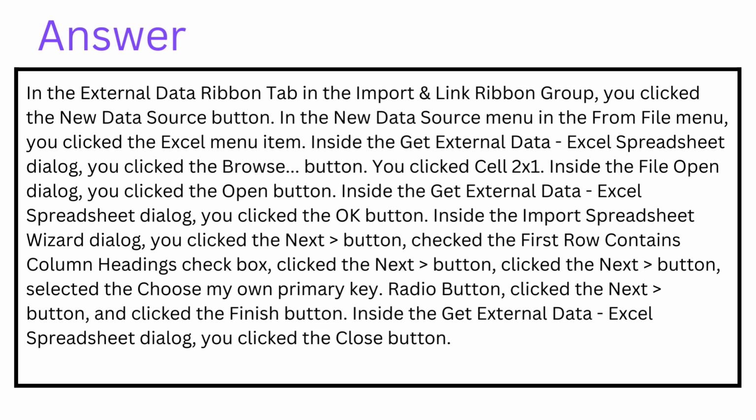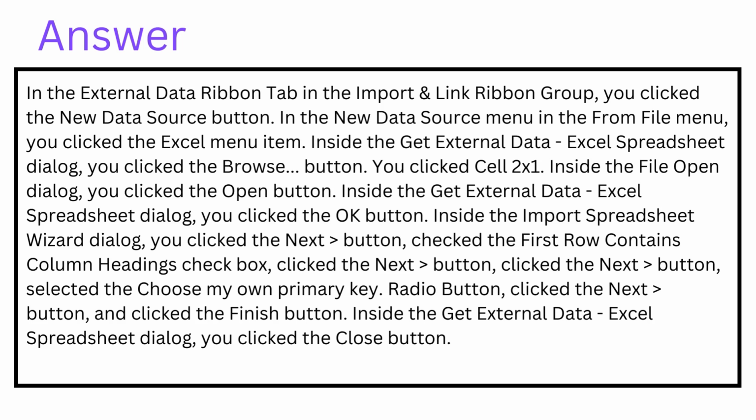The correct answer is in the External Data ribbon tab, in the Import & Link ribbon group. You click the New Data Source button. In the New Data Source menu, in the From File menu, you click the Excel menu item. Inside the Get External Data - Excel Spreadsheet dialog, you click the Browse button.